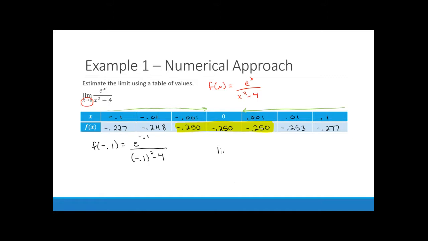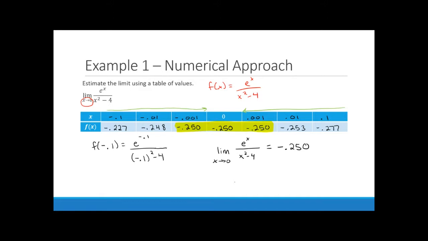So we would say the limit as x is heading towards 0 from either direction of e to the x over x squared minus 4 is equal to negative 0.25, since that's what our numbers are looking like, where they're heading.